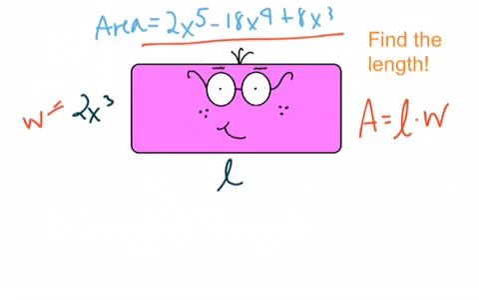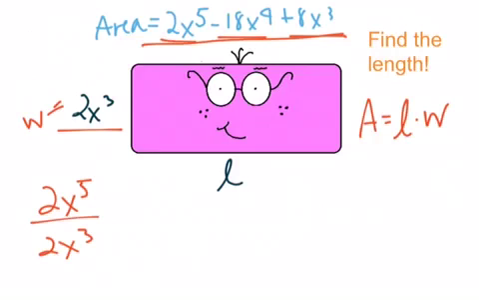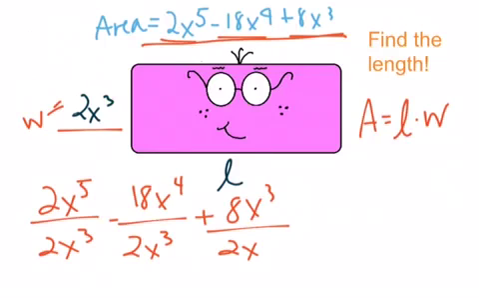So I want you to pause the video and think of how you're supposed to solve this problem. If your answer was to divide the area by the width to get the length, you are so right. So let's rewrite this. We're going to take each term of the area, so each monomial in this polynomial, and divide it by this monomial. So let's do 2x to the 5th divided by 2x to the 3rd minus 18x to the 4th over 2x cubed. And then let's do the last one, plus 8x cubed over 2x to the 3rd.